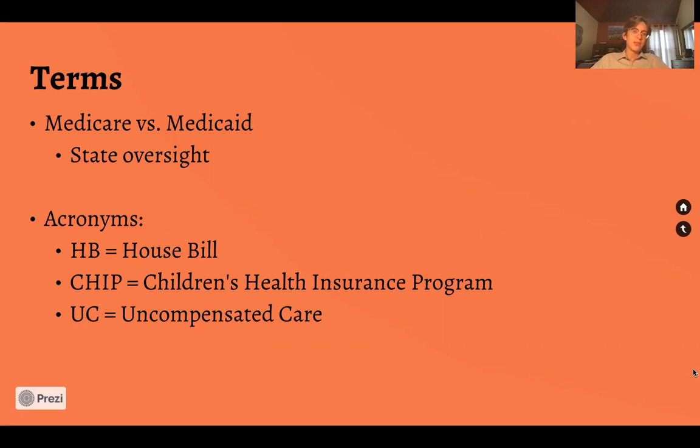Some acronyms that I might be using throughout this presentation: you have HB, that means House Bill. You might see SB in other places, that means Senate Bill. It's just talking about which side of the legislature the bill originated from. CHIP is the Children's Health Insurance Program, which works alongside Medicaid. And UC stands for uncompensated care. These are costs faced by emergency rooms and hospitals that basically go unpaid for by either the patient themselves or insurance companies.